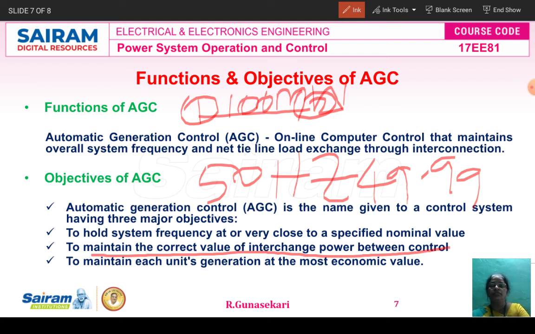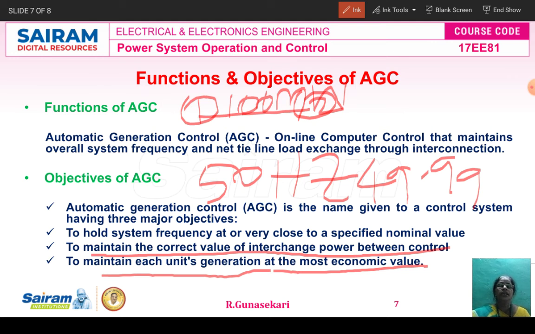The third objective is to maintain each unit's generation at the most economical value. Because only when the cost per kilowatt is economical do the power companies or power systems buy or sell the power. So these are the main objectives of automatic generation control, 3 objectives.